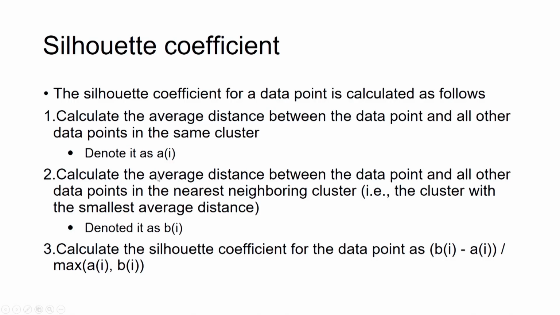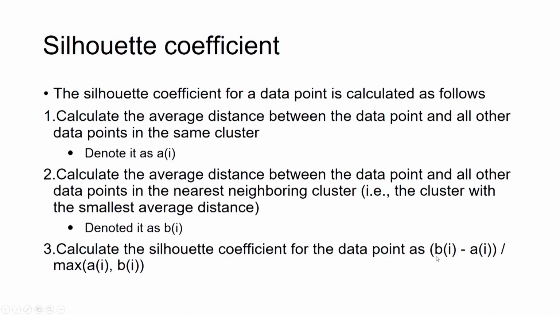Then we will calculate the average distance between the data point and all other data points in the nearest neighboring cluster. So, we will need to find out the nearest neighboring cluster of the cluster to which that data point belongs, and then we will calculate the distance of this data point with all the data points that are in the nearest neighboring cluster, and we are denoting those distances as bi. Then the Silhouette coefficient will be calculated as (bi minus ai) upon max(ai, bi).